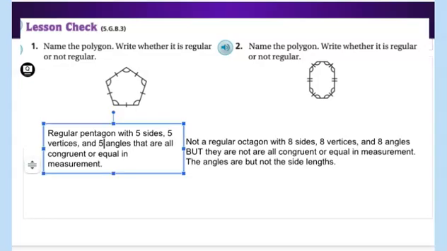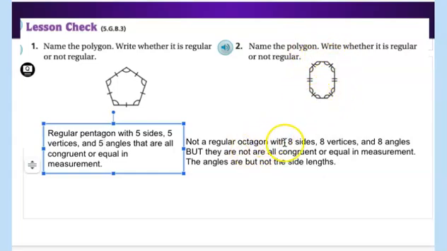So go for it. All right, so this one is your regular polygon. It's a pentagon. Pen stands for 5. 1, 2, 3, 4, 5. All the sides are the same length and all the angles. This one is a 1, 2, 3, 4, 5, 6, 7, 8. So this is an octagon, polygon again because it's closed.